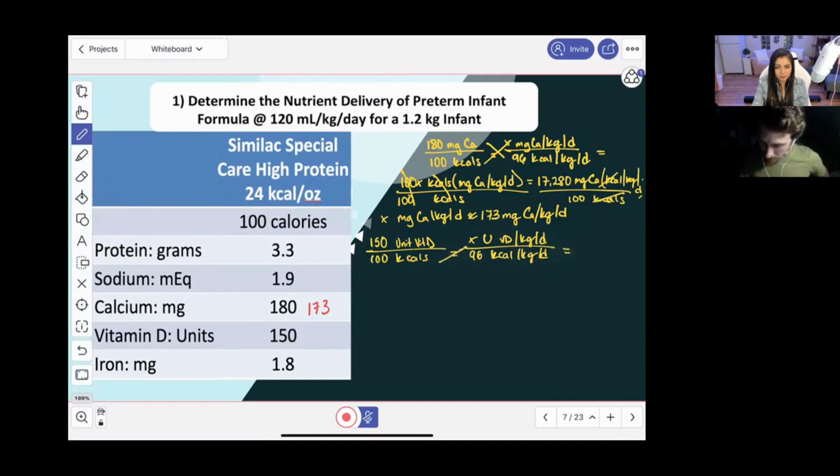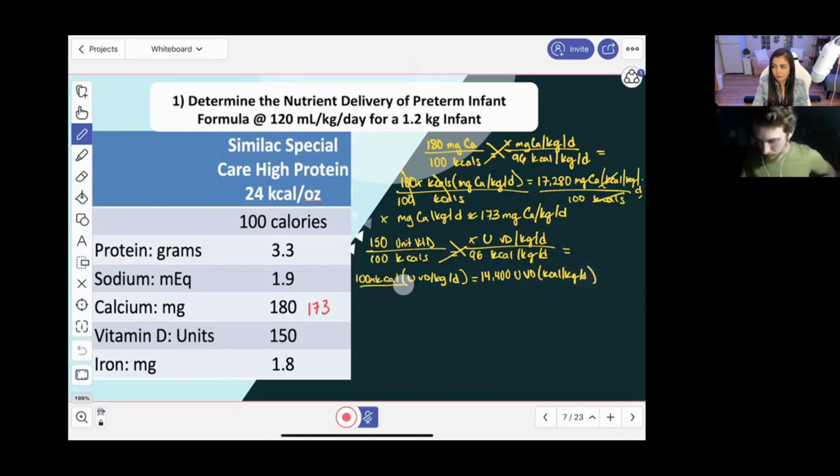And we're going to cross multiply again. So we have 100 kcals times units of vitamin D per kilogram per day. Don't forget your X. Look at me showing you up. The pupil becomes a professor or something like that. And then we're going to do the next round of cross multiplying, which is 96 times 150, Janine. 14,400 units of vitamin D times kcal per kilogram per day.